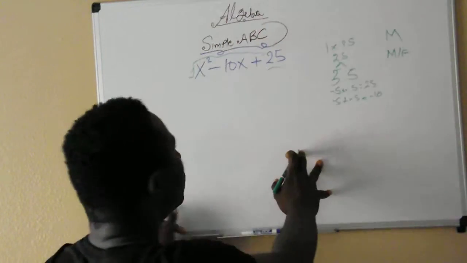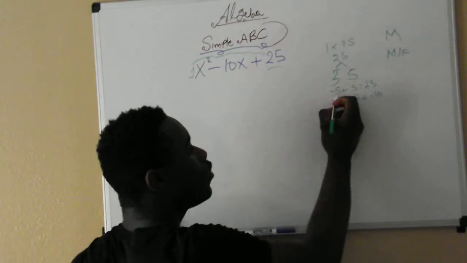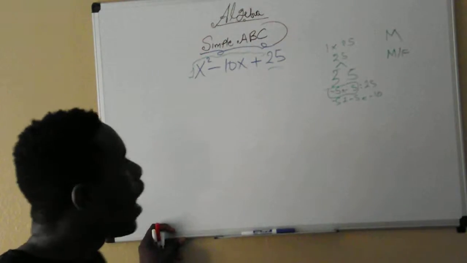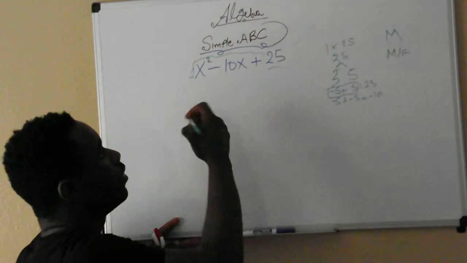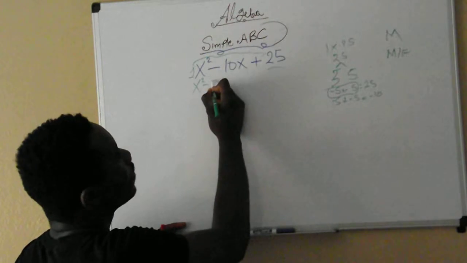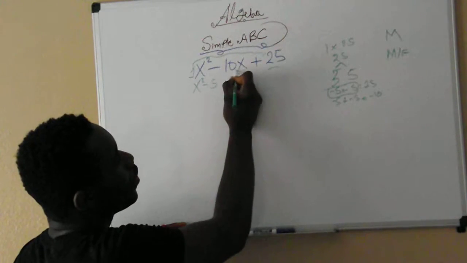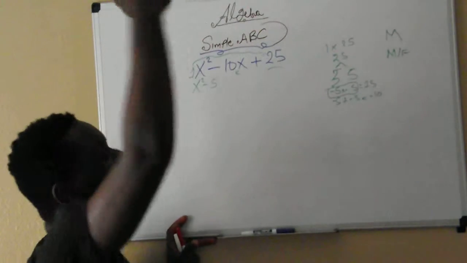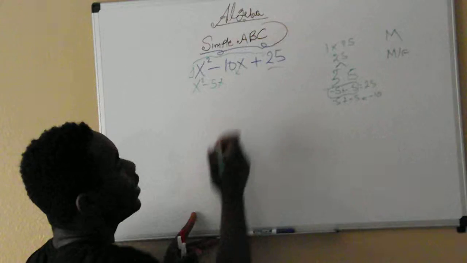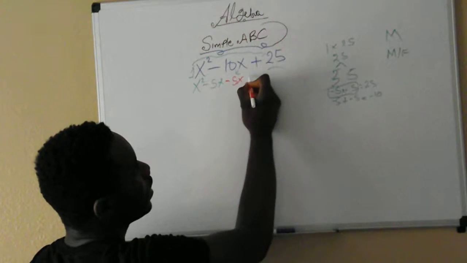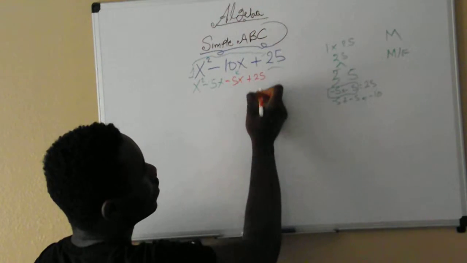That means it works. So the next thing you do is take those multiples, those negative 5s, and replace them for the negative 10. So we put x squared minus 5x. Don't forget, always bring the variable down with those numbers you replace. In replacement of the 10, you put the x on it, negative 5x also, and then plus 25.